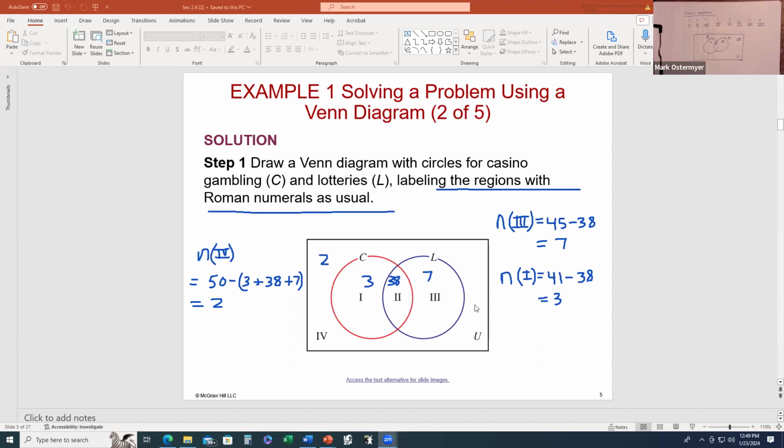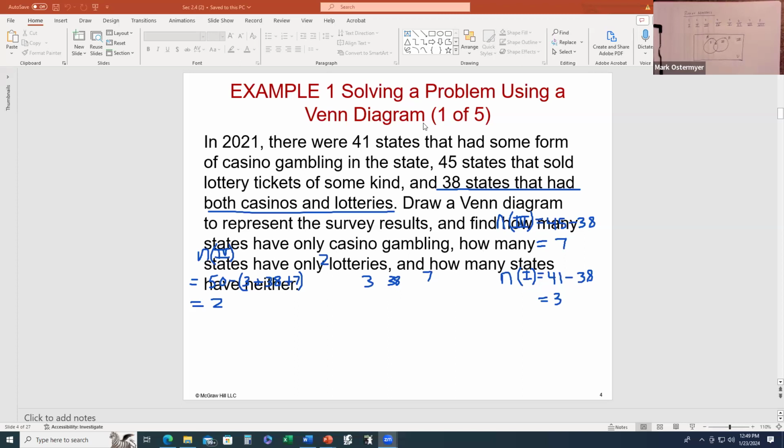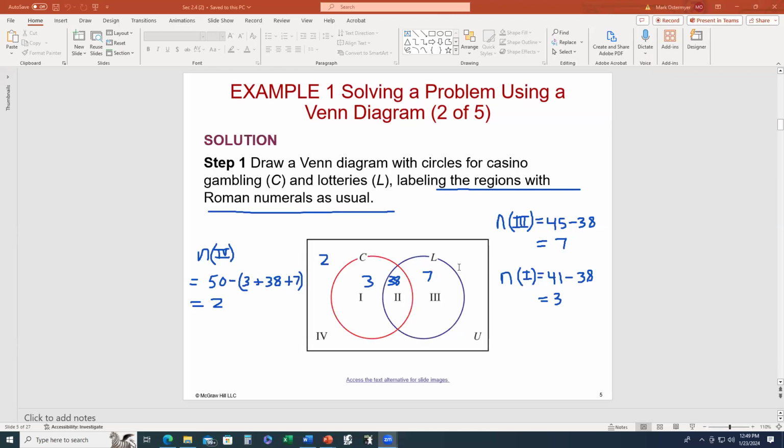Any questions? How we built a two-set Venn diagram to answer the questions in this word problem and how we went about it. We read backwards through the word problem. We started with the intersection. How did you get 50? 50 states in the union. Oh, okay. Going on the assumption there's 50 states in the union. Right. Yeah, I got you.